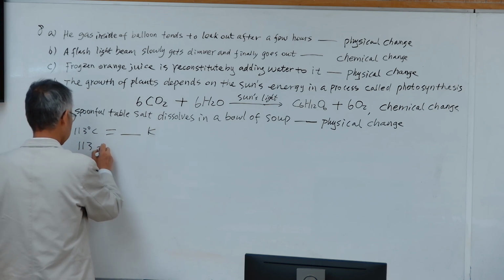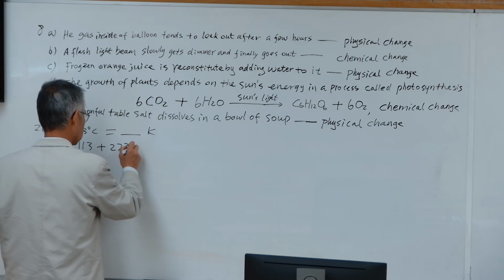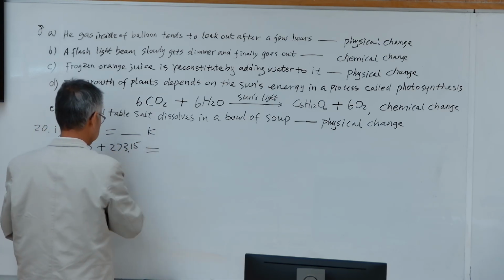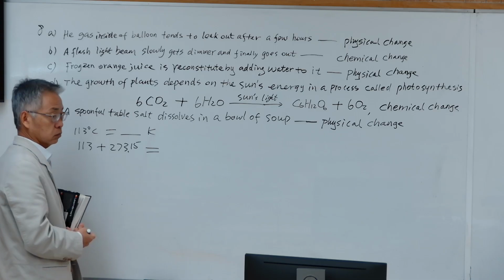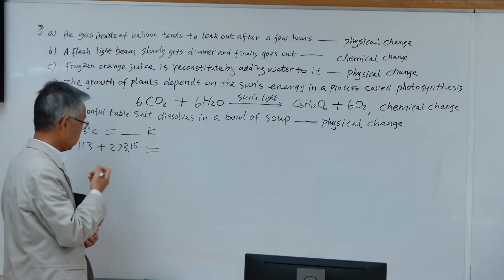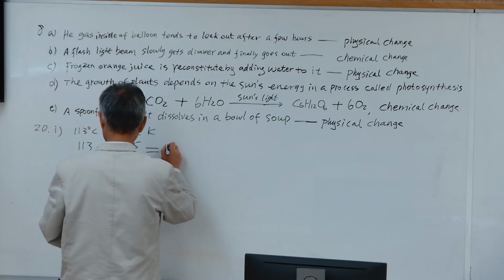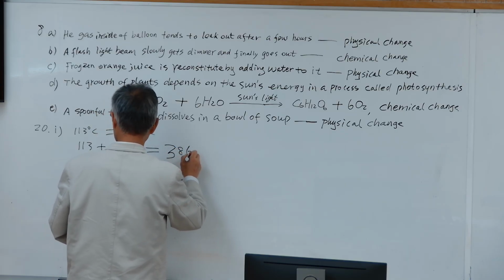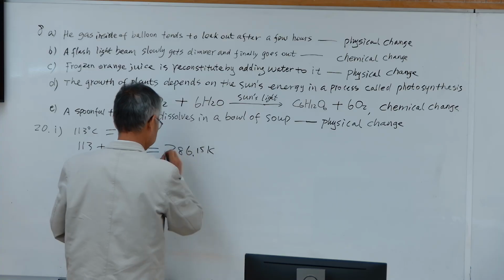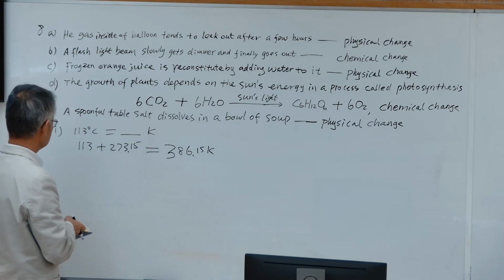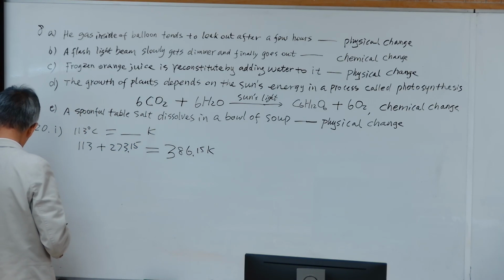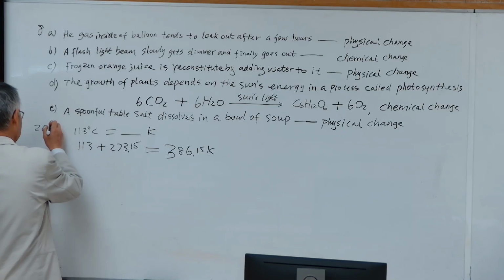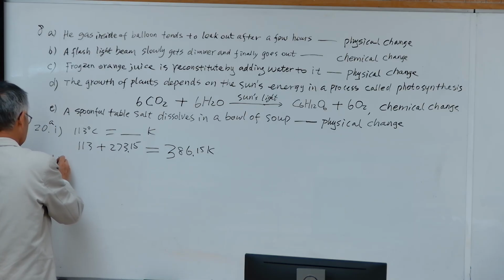So to convert Celsius to Kelvin you need to add 273.15. Or if you use 273, it's fine for me. Then this will be 386.15 K. This is A. Let me show you B.